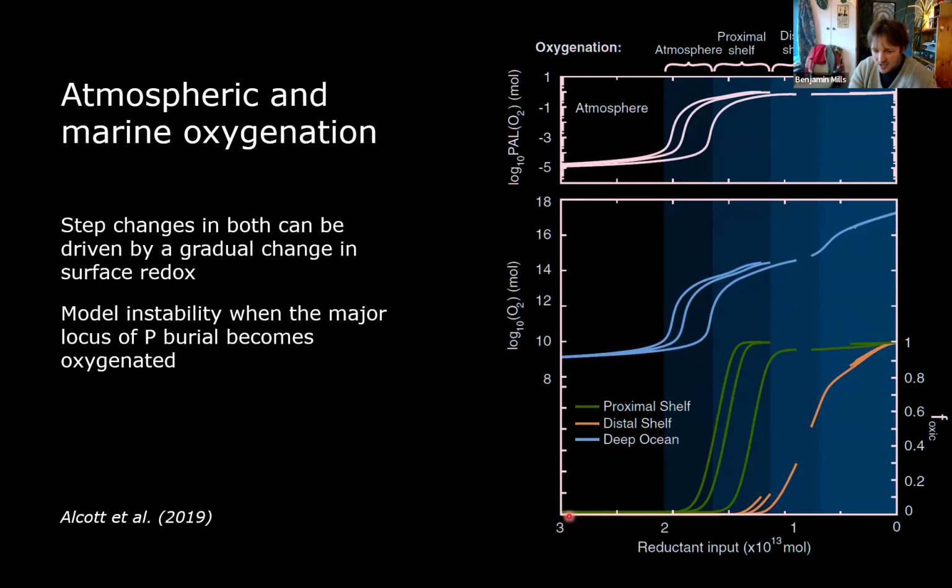So I'll explain it starting from the anoxic side. With loads and loads of reductant coming in, there isn't really any oxygen anywhere because we're consuming it all. Now, as we start to put less reductant into the system, we start to oxygenate the atmosphere. And we get this transition here, which is when initially we're controlling this atmospheric oxygen reservoir by oxidizing our reduced gases. Once we overwhelm that reduced gas sink, we then transition to oxidizing things like organic matter. And in our model, this is what causes the great oxidation.